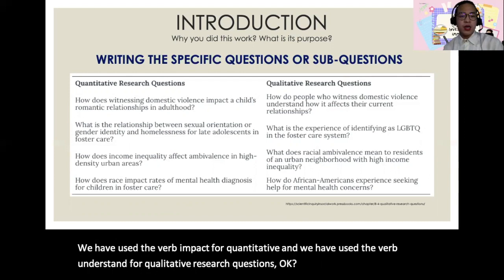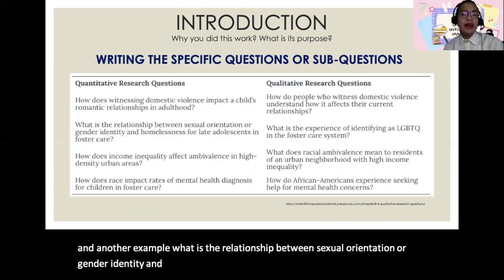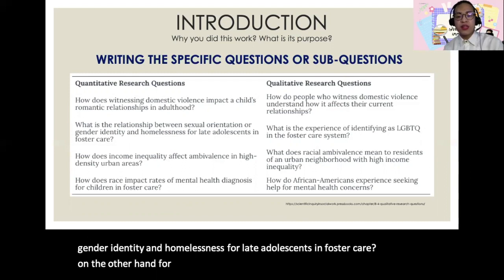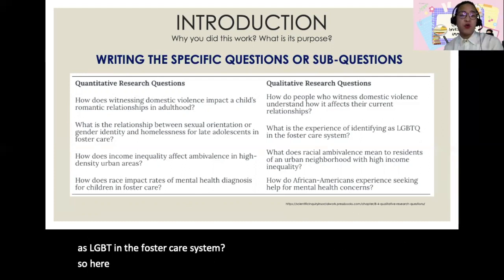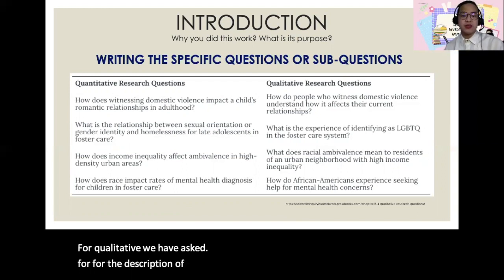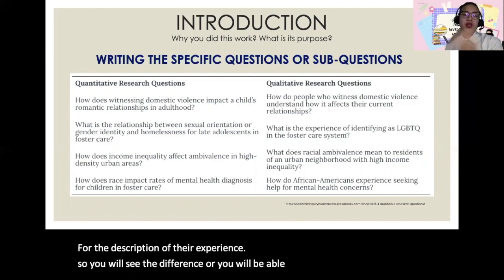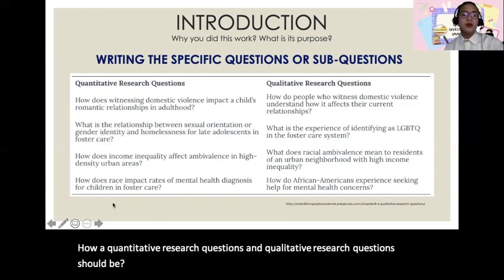Okay, and another example: what is the relationship between sexual orientation or gender identity and homelessness for late adolescents in foster care? On the other hand, for qualitative, we have: what is the experience of identifying as LGBTQ in the foster care system? So here, for quantitative, we have asked for a relationship. For qualitative, we have asked for the description of their experience. So you will be able to see how quantitative research questions and qualitative research questions should be formulated.